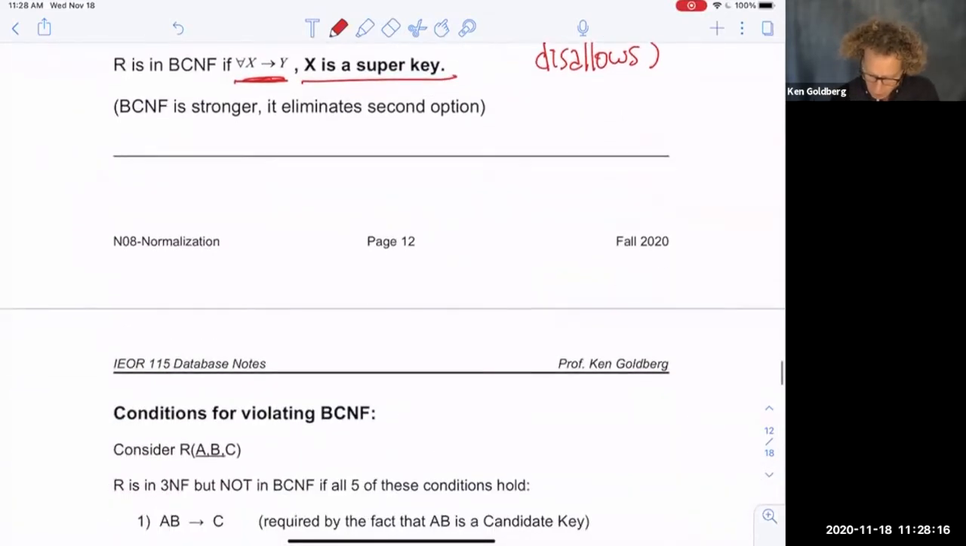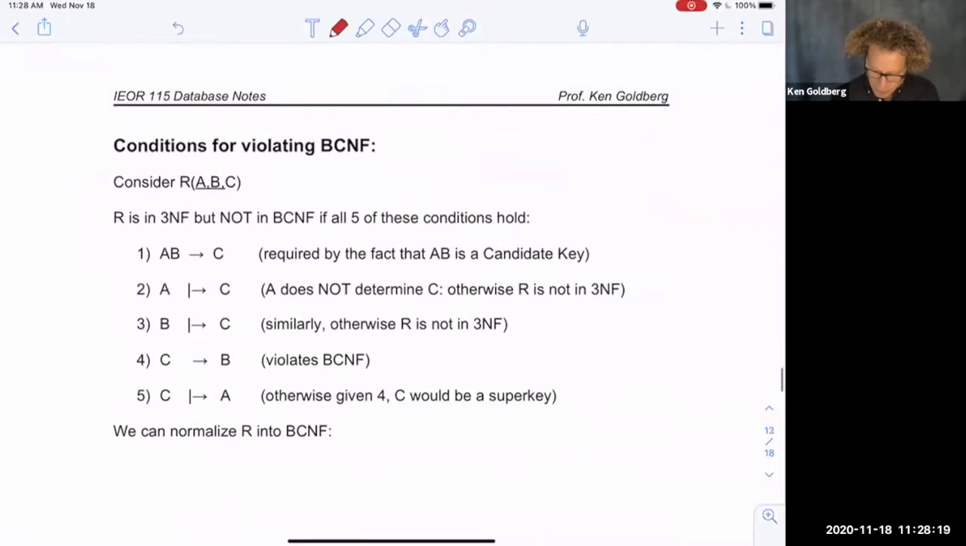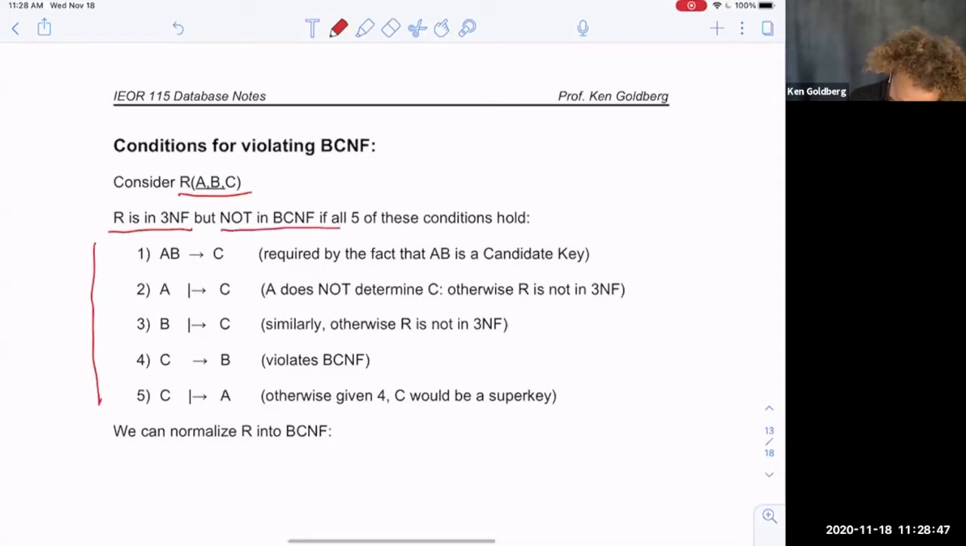Okay, so let's look at this a little more closely, what Boyce Codd normal form means. I'm going to just do this with an abstract example here, where we have a relation R with 3 attributes, A, B, and C. What we want to do is find a case where this is in third normal form, but not in Boyce Codd normal form. And so these are conditions I'm going to impose, namely that AB determines C.